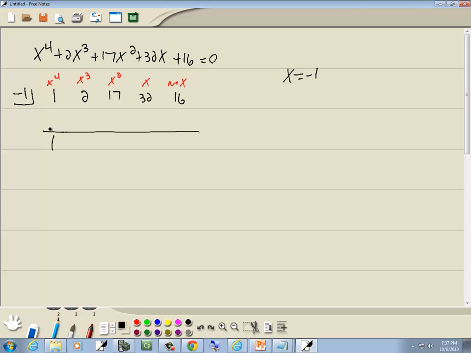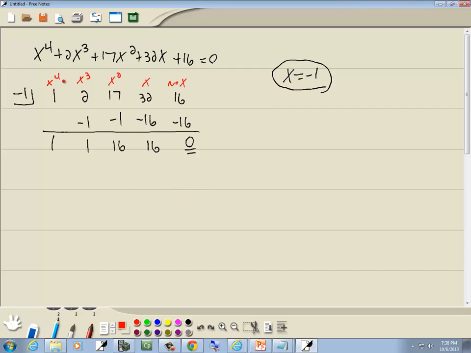1 plus nothing's 1. You always multiply the number in the box by the number you just put down there. -1 times 1 is -1. Add. 2 minus 1 is 1. Multiply. -1 times 1 is -1. Add. 17 minus 1 is 16. Multiply. -1 times 16 is -16. Add. 32 minus 16 is 16. Multiply. -1 times 16 is -16. Add. 16 minus 16 gives us 0. Since we got a 0 as a remainder, that means we found our first answer. Our first answer is -1.